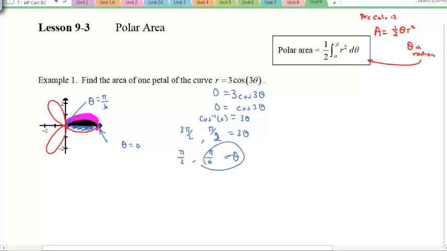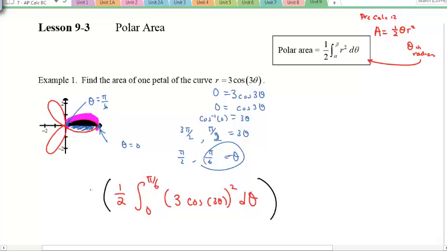Now, this is all just to find alpha and beta, so now I'll plug this into our polar area formula: 1/2, the integral from 0 to pi over 6 of r, which is 3 cos 3 theta, all squared times d theta. That just gives you that black portion. Then, to figure out the area of one petal, I have to double it. Well, 2 times 1/2 is equal to 1, so really all I need to calculate is the integral from 0 to pi over 6 of this whole thing.